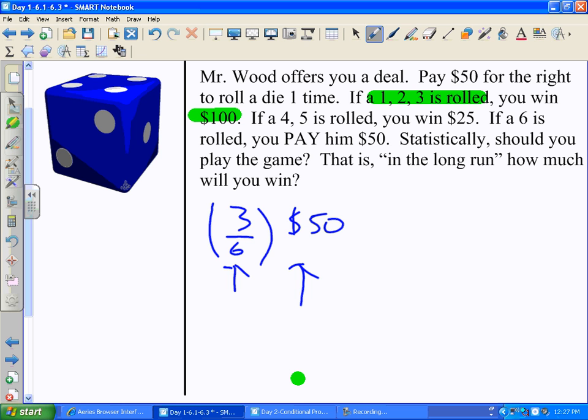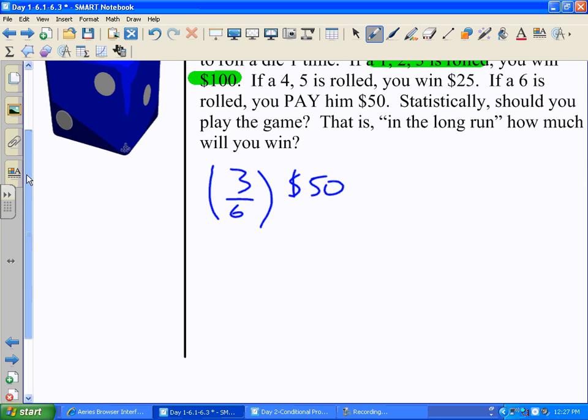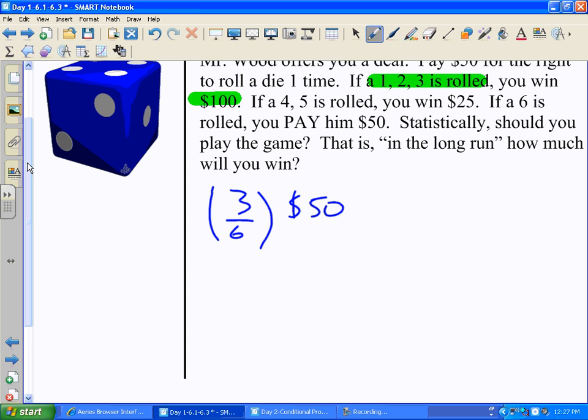50% of the time, or half of the class, is going to get $50. Is that okay? The next situation, which happens 2/6 of the time, is a 4 or 5, and you're going to win $25. So 2/6 of the time, you're going to win $25. But did you really win $25? What did you net? It cost you 50, you won 25. So I'm going to write a negative 25 there. And hopefully you know why I'm writing a negative 25 on that one.